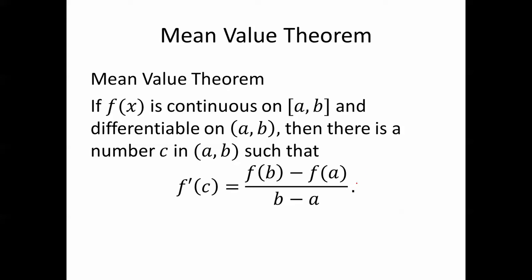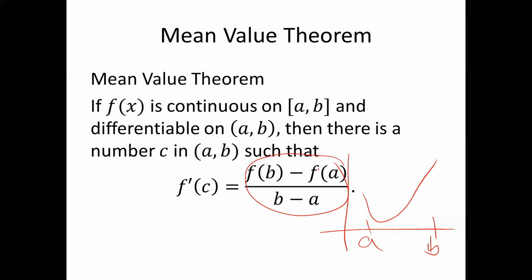Let's say we have some function f of x. Let's say f of x looks like this. Okay, here's a and here's b. Notice what the right side of the equation is. That's the slope of the line that goes to the endpoints, because the numerator, f of b minus f of a, that's the change in y. So the top is change in y, whereas the denominator, b minus a, that's change in x as we go from a to b. So it's change in y over change in x. What the right side of the equation represents is the slope of the line that goes to the endpoints.